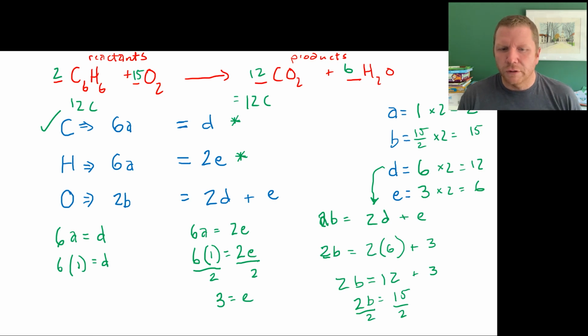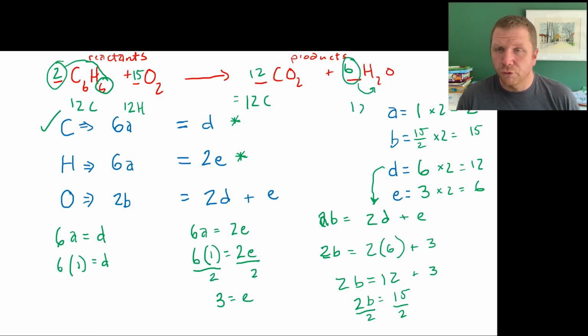Now, my hydrogens, I've got 2 times my subscript, which is 6, so I've got 12 hydrogens. Then my product side, I've got 6 times 2, or 12 hydrogens on my product side. The last element that we need to be concerned with is oxygen. Well, there's a 15 coefficient and a 2 there. So that means I've got 30 oxygens. I'm going to put a slash through here so it's clear that it's 30.